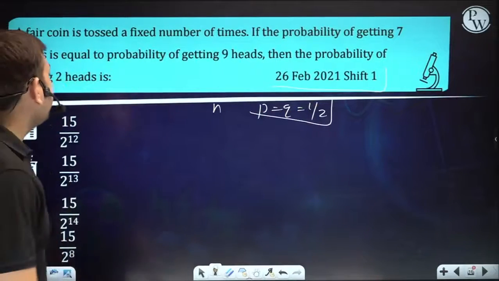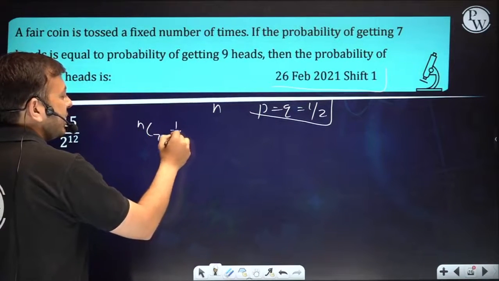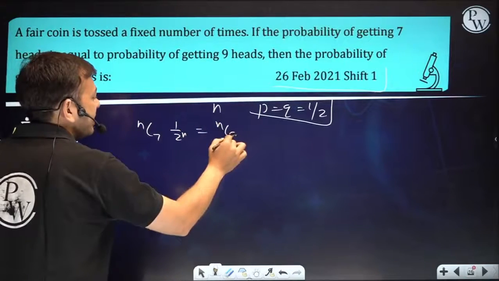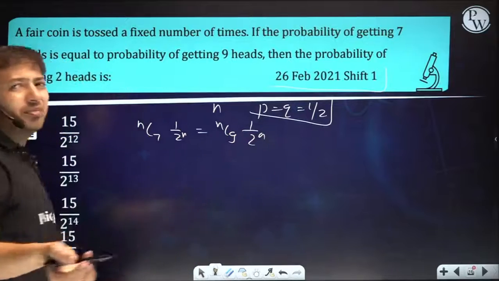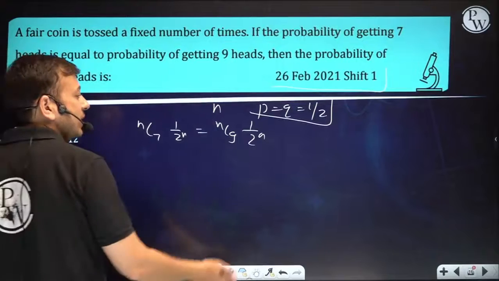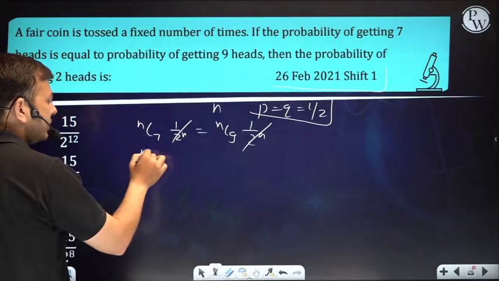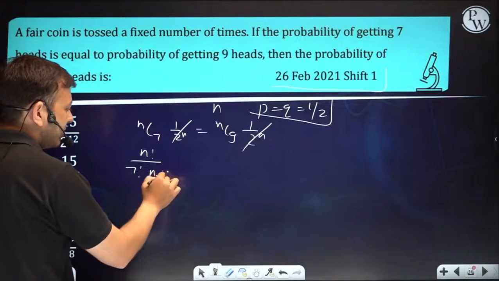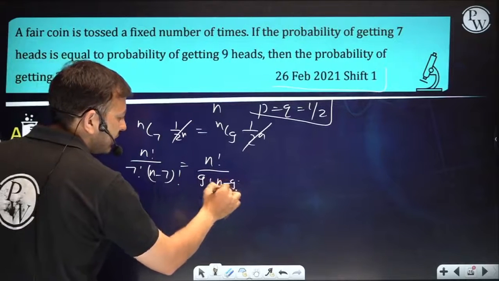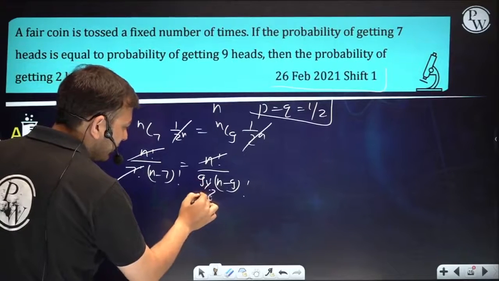So the probability of getting 7 heads means nC7 times 1 by 2 to the power n, is equal to the probability of getting 9 heads, nC9 times 1 by 2 to the power n, because P to the power n plus Q to the power n minus r are the same thing. Sir, this and this will get cancelled. Now these are equal, so n factorial by 7 factorial (n minus 7) factorial is equal to n factorial by 9 factorial (n minus 9) factorial. n cancels, 7 cancels, this is 9 into 8.